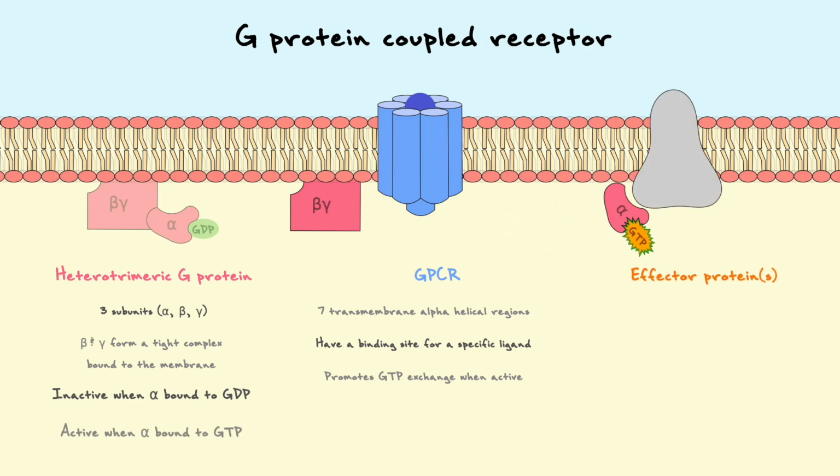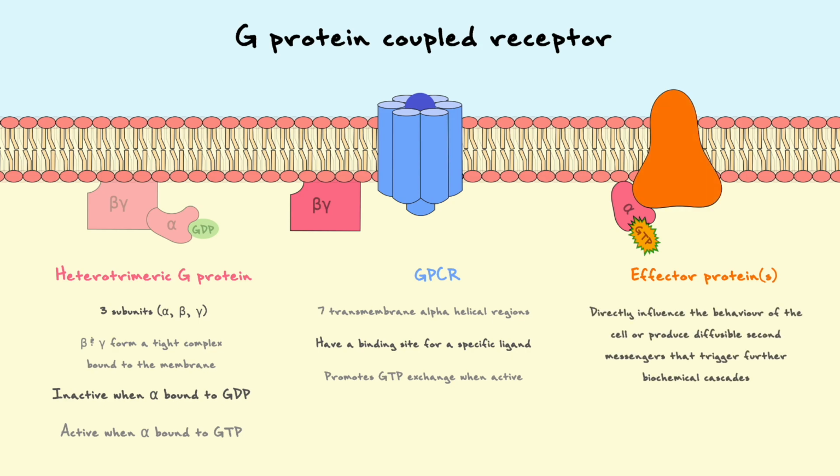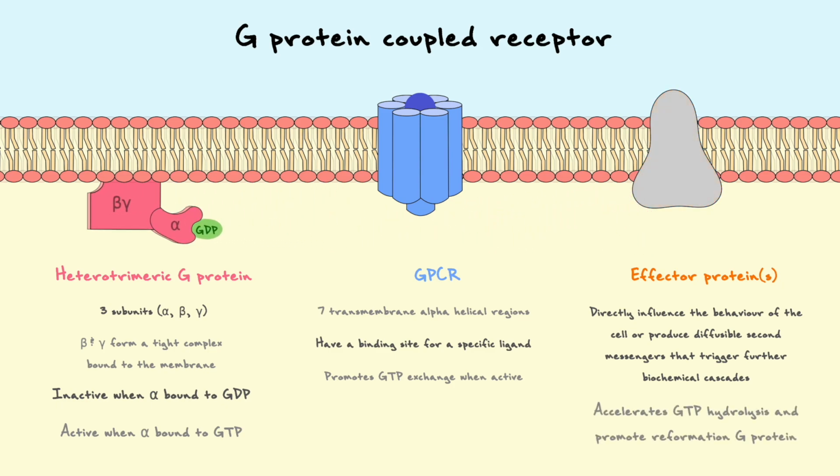Active alpha and beta-gamma subunits can now interact with a variety of effector proteins that either directly influence the behavior of the cell or produce diffusible second messengers that in turn trigger further biochemical cascades. The interaction between the alpha G protein and the effector will also accelerate the rate of GTP hydrolysis such that the G protein can be reformed.